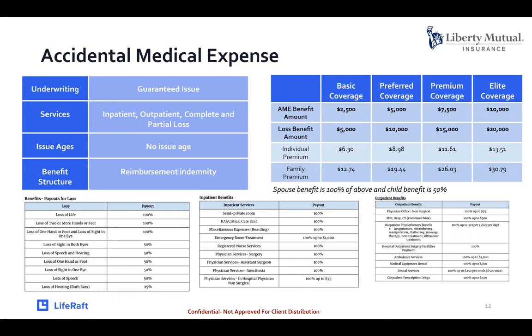The second big thing is you'll see here under the AME benefit amount, there is a loss benefit amount. The loss benefit amount is actually an AD&D rider that is built into this AME policy. And that AD&D benefit will always be 2x the AME benefit, right? So at the $2,500 level with a $5,000 AD&D rider built in, this product will be $6.30, no matter the age of your client. So it is truly guaranteed issue, one price, flat across your client base.